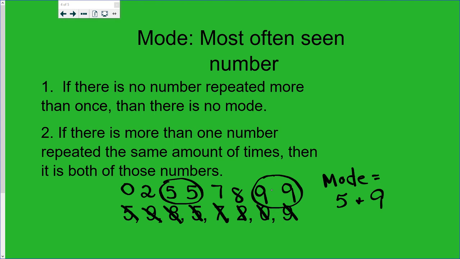I remember you did that earlier this year and did a nice job on that. So if there are doubles or triples or whatever, the one that has the most is the mode. Remember, MO for most, MO for mode.